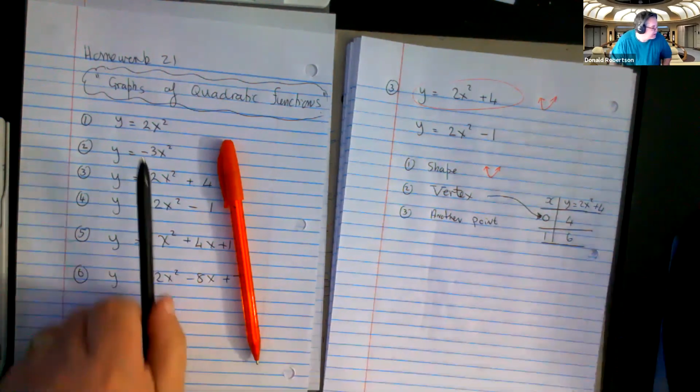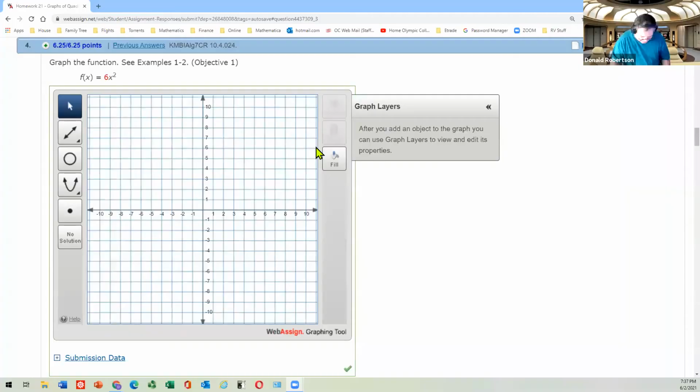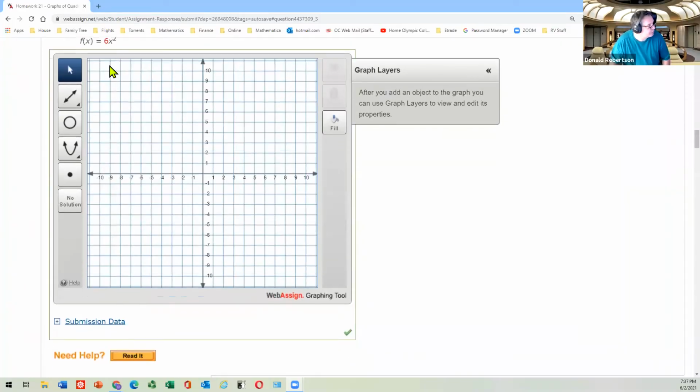Now, I'm going to nip back over to our WebAssign and imagine that that was the question, that we're being asked to sketch 2x squared plus 4. So pretend that says 2x squared plus 4.